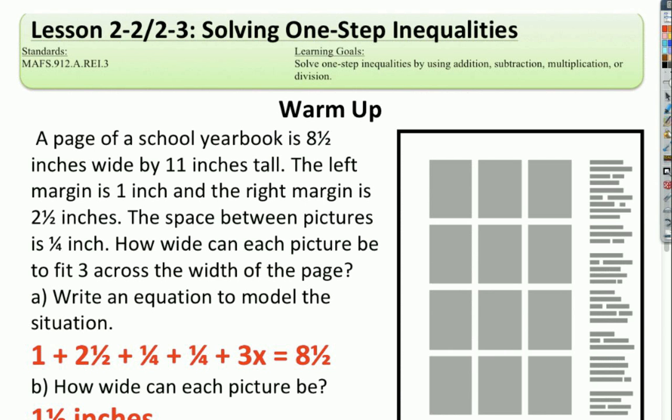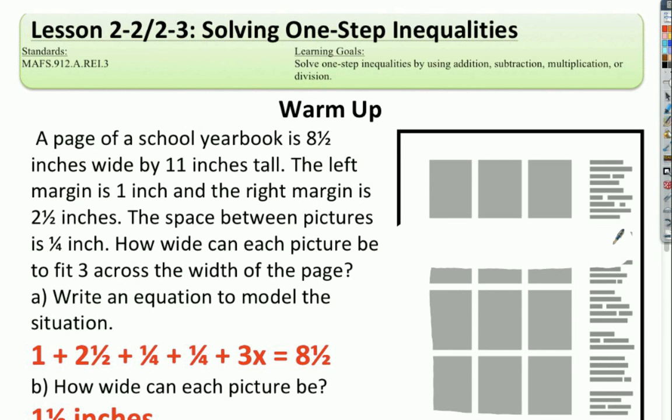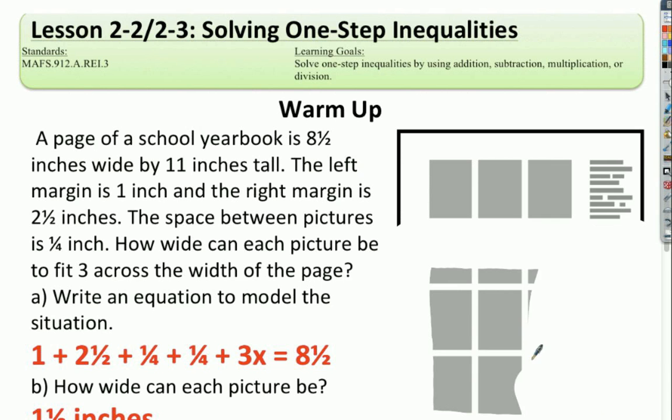So let me ask you this. Within the scenario, are we talking about things going across the page, or are we talking about things going up and down the page? So we got 6 people who have an idea. Catalina, what do you think? Across. Kaylee, what did you think? So we're talking about things going across the page. So in actuality, we did not need any of this. We just needed the part of the picture that went across the page.